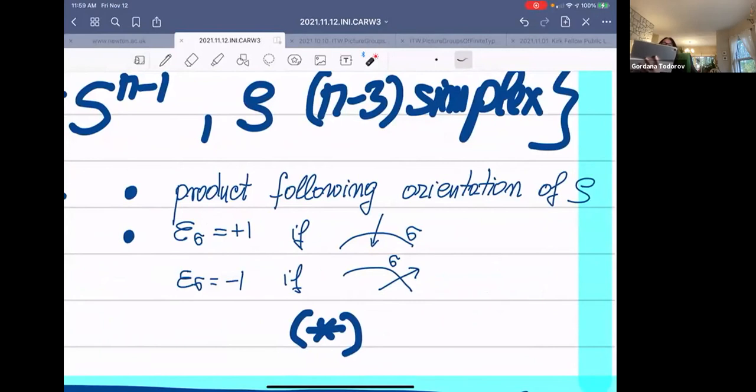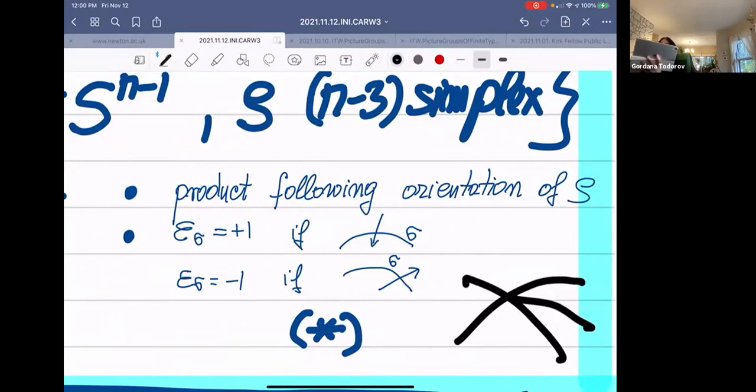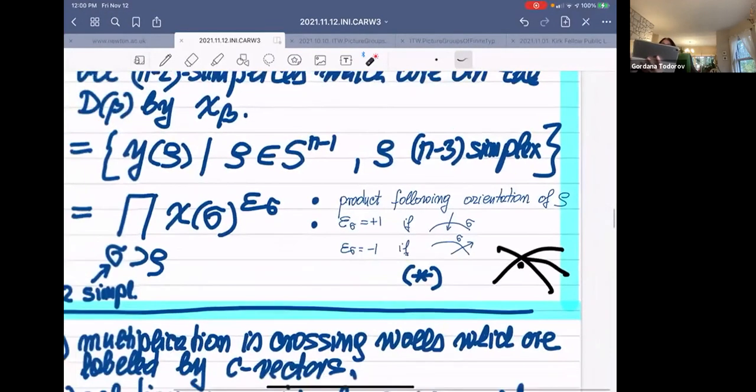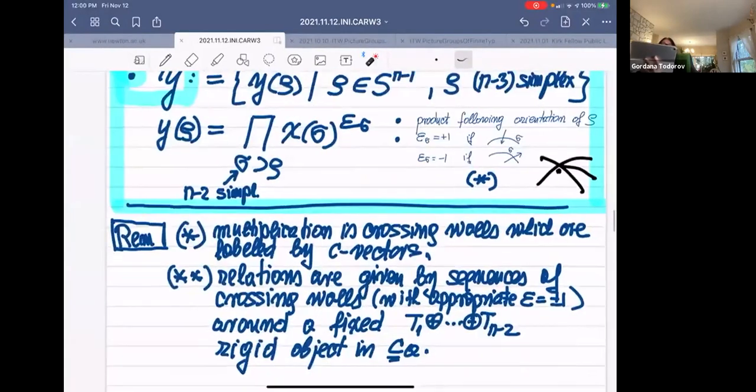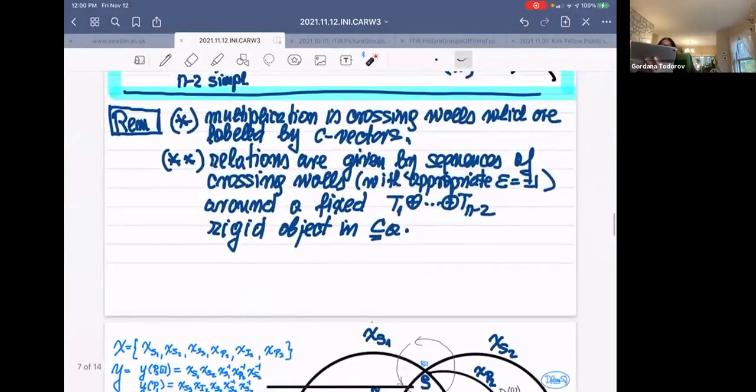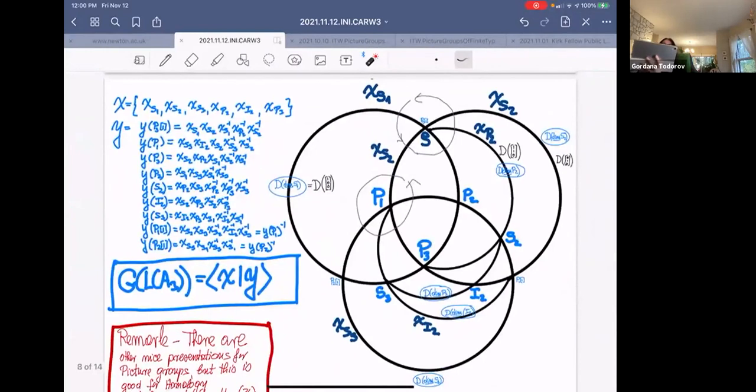And maybe I'll just do it here again. If this is rho, then the product will go around that rho, and orientation of rho means I decide either I'm going this way or I'm going this way. And then the sign on each of the sigmas will be plus if I'm coming from this direction, or minus if I'm going from this direction. So let me just illustrate this on the example that we have. And I actually wrote all the relations.